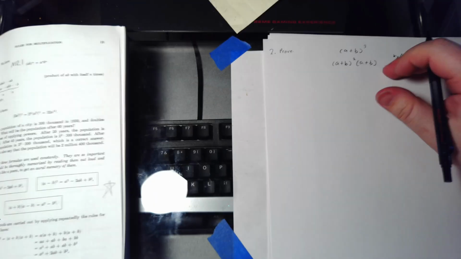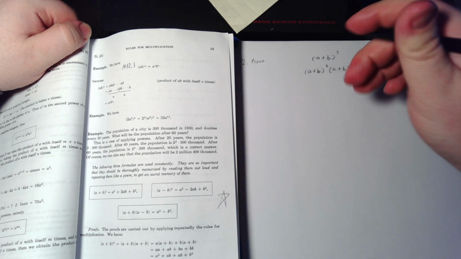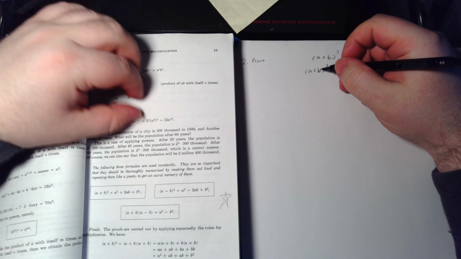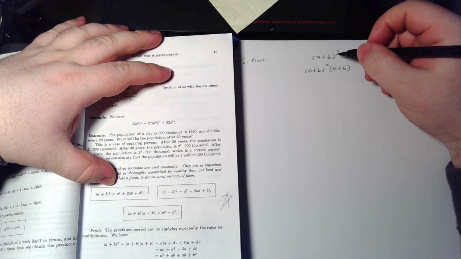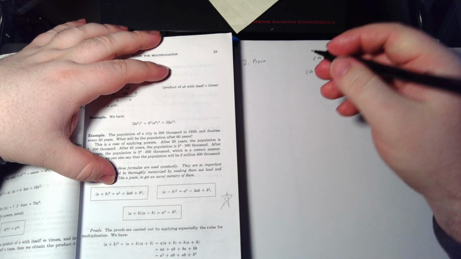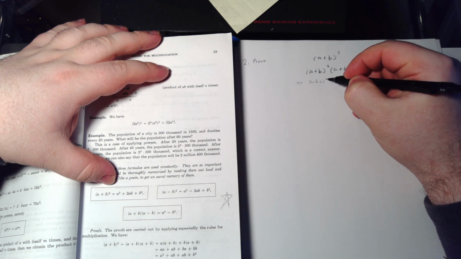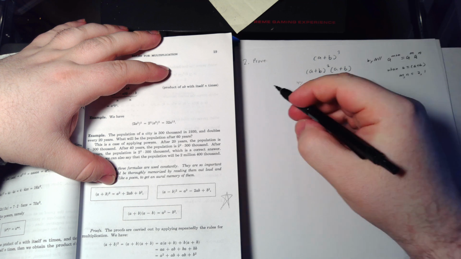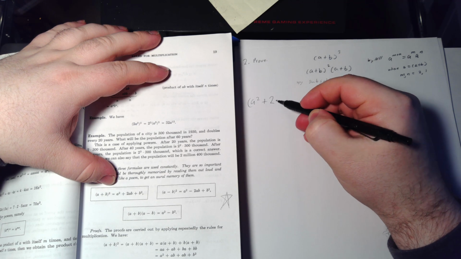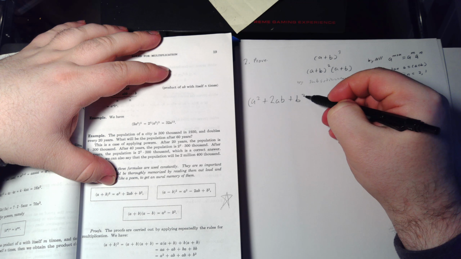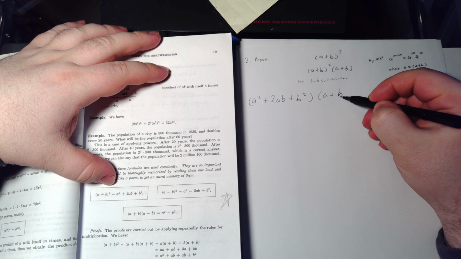So then let's push this aside, down here. So we know what a plus b squared is. We have it in the book, and we proved it earlier, or at least the book proved it for us. So let's use substitution. So by substitution, we have a squared plus 2ab plus b squared times our a plus b from above.